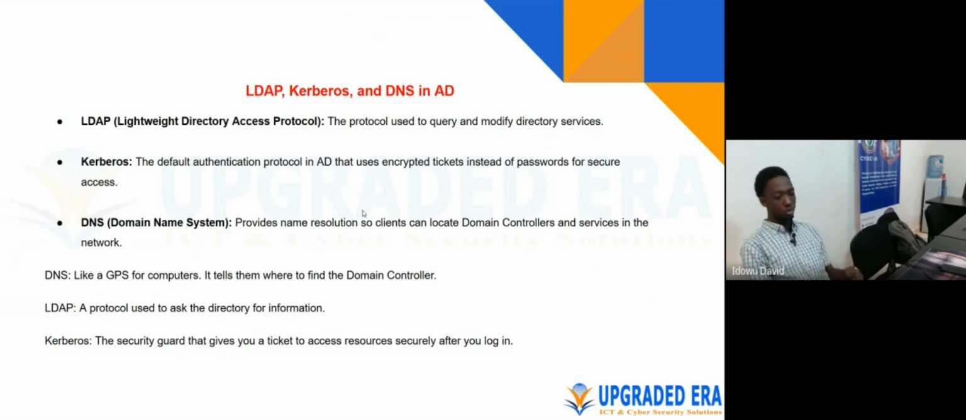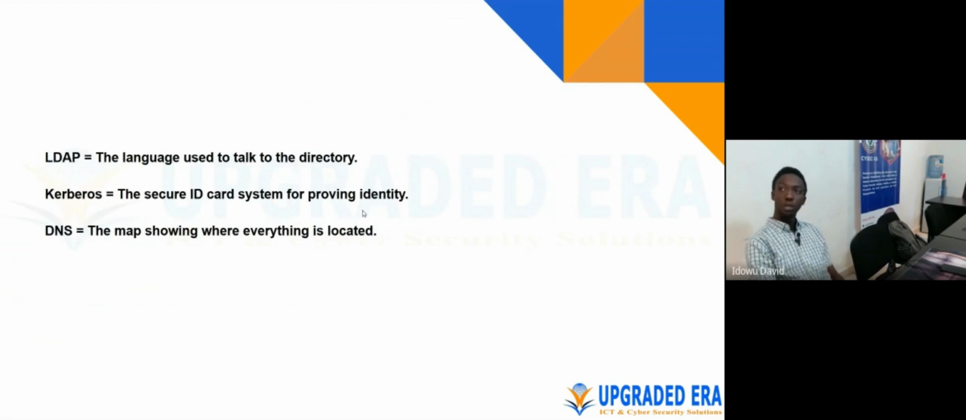LDAP is the protocol used to ask the directory for information, and Kerberos is the security guard that gives you a ticket to access resources securely after you log in. So basically, LDAP is the language used to talk to the directory. Kerberos is the secure ID card system for proving identity. DNS is the map that shows where everything is located.